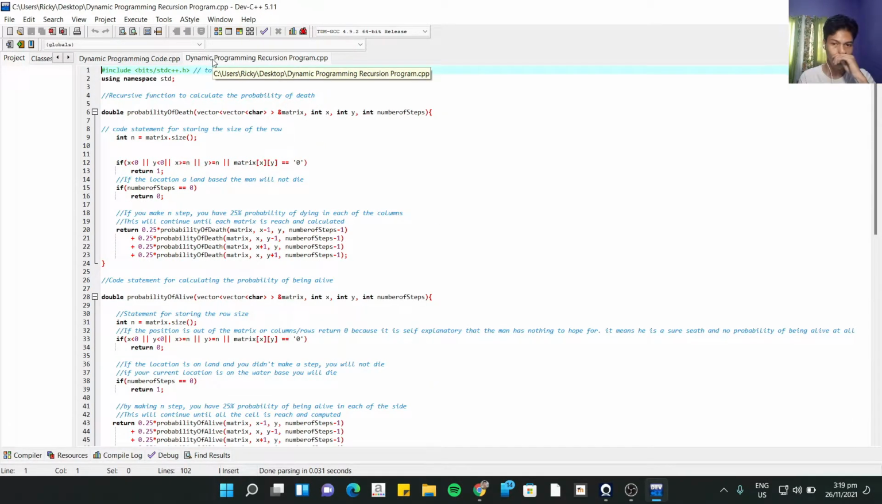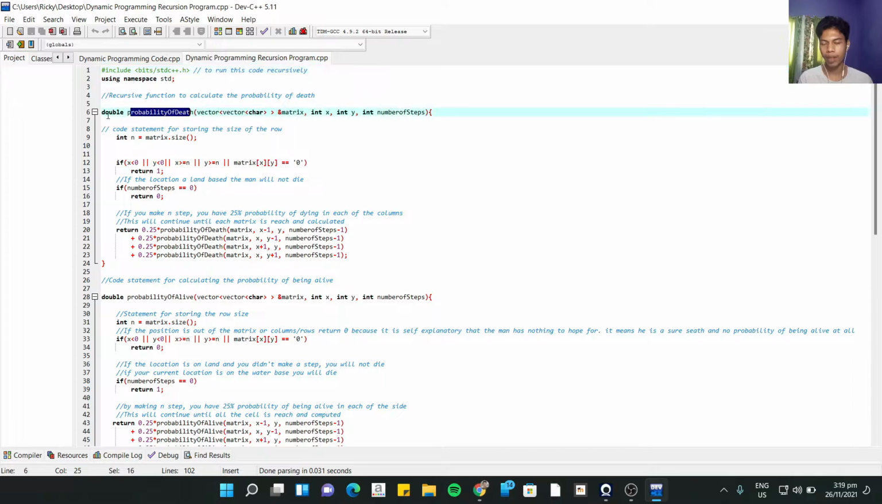In the program, we include bits/stdc++.h to run this code recursively. We declare double as the data type since we are expecting a number with a decimal point. This is the formula to show the probability of being dead. These are the statements for storing the size of the row, so the program will ask the user to enter the matrix size for the program.